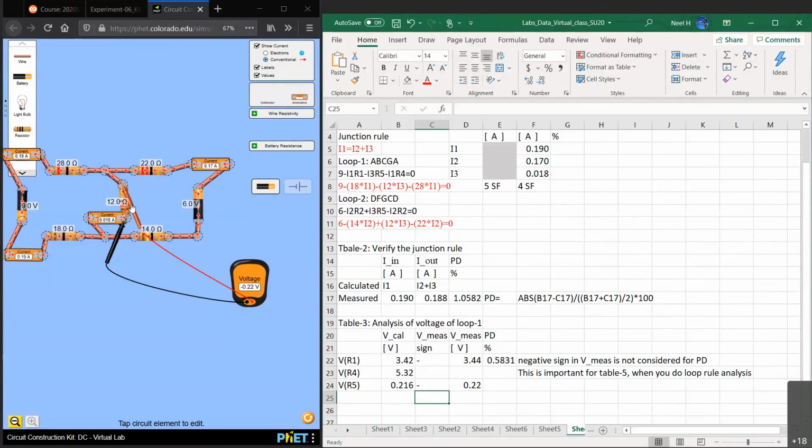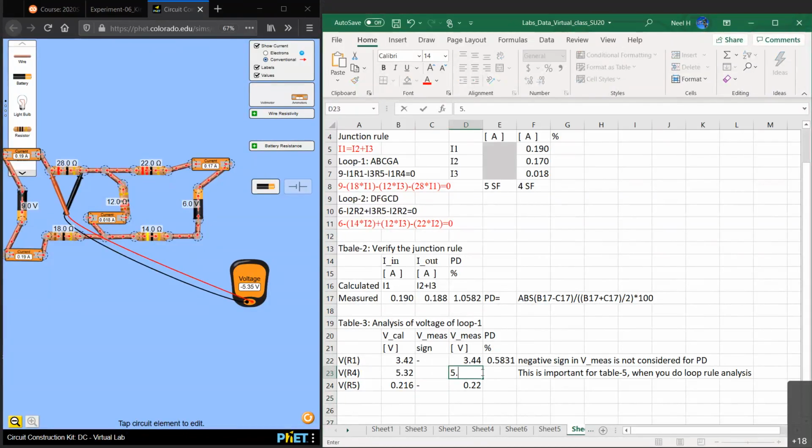And let's do the same measurement across R number 4. Make sure the probe is properly adjusted, okay? Otherwise, you will not see the right sign. This is negative 5.35. I put just the number there and the negative here because this negative sign is important when you do this calculation later on table number 5, okay? And let me copy paste this ABS values here, percentage difference calculated values.